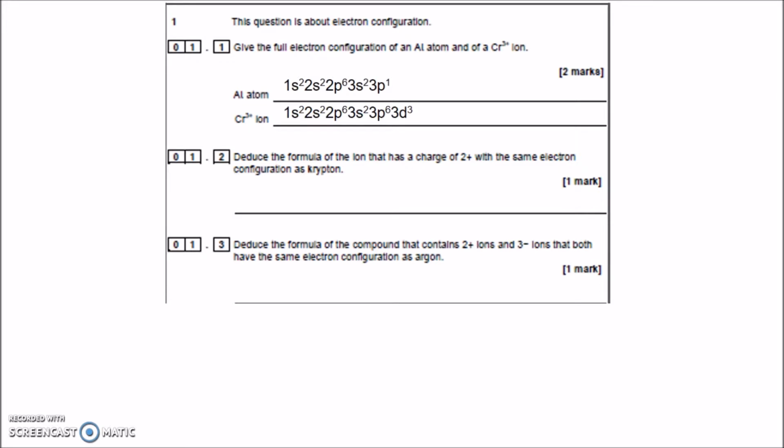2 add 2 is 4, add 6 is 10, add 2 is 12, add 6 is 18, add 3 is 21. So it's had 24 electrons, 3+ lost 3 electrons, gone down to 21 electrons, and the 3 that have been lost have come from the 4s2 first, and then one of them from the 3d to make 3d4 go down to 3d3. Deduce the formula of an ion with a 2+ charge with the same electronic configuration as krypton.